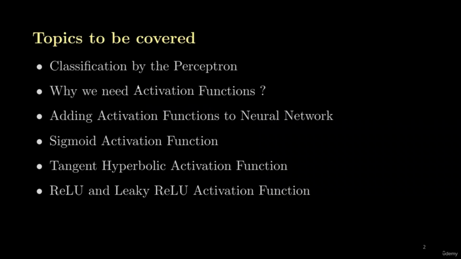So in this section, we will learn why activation functions are important for neural networks and how they can improve the performance of the neural network. So these are the topics which we are going to cover in this section. First, we will learn how the perceptron, which is a simple neural network, can be used to perform the classification. So in this topic, we will see how perceptron can be used to perform the linear classification.